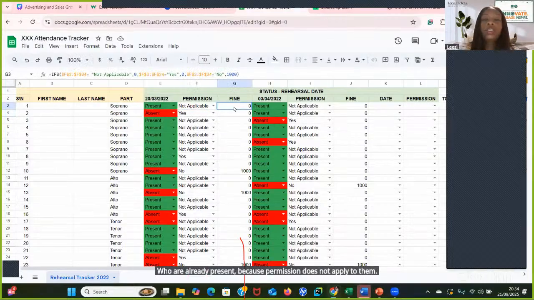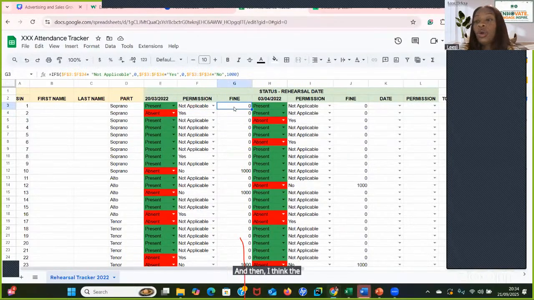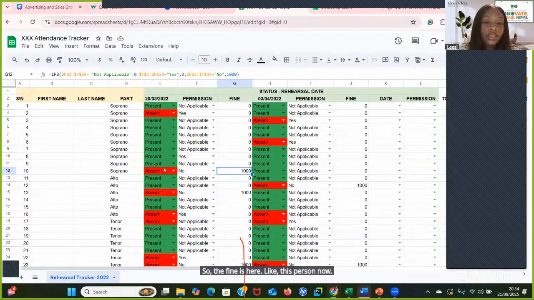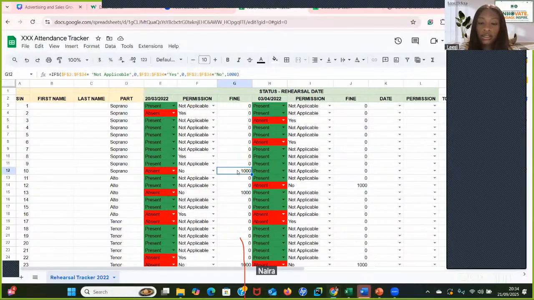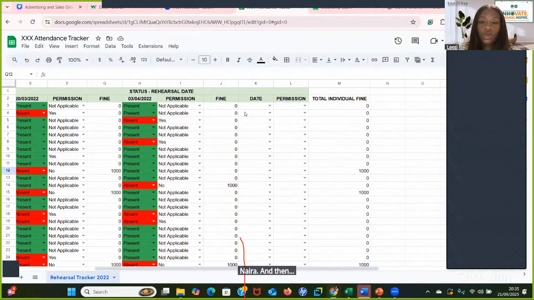And then I think the group leader had this rule that if you miss rehearsals or come late, you pay a fine. So the fine is here. Like this person was absent, did not take permission, and so they have to pay a fine of 1,000 naira. And then towards the end, you can have total individual fines.